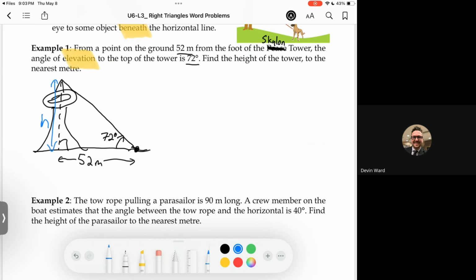Okay, so this is how I draw my diagram. I know that it's an angle of elevation, so it's going up from the ground, 72 degrees. I know that this point is 52 meters from the foot of the Skyline Tower.